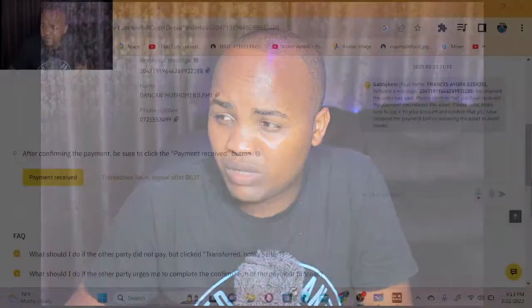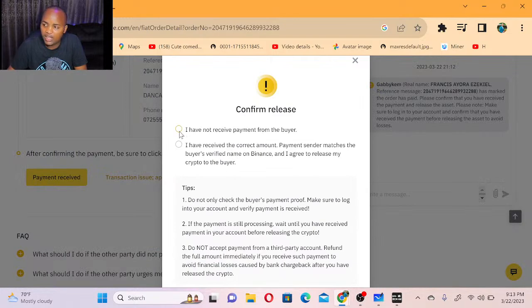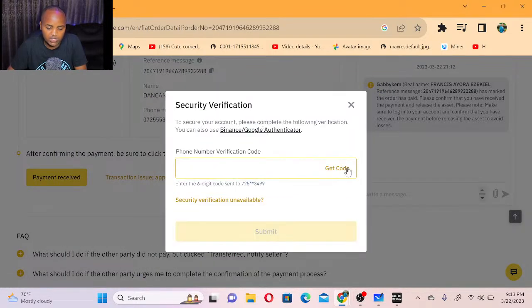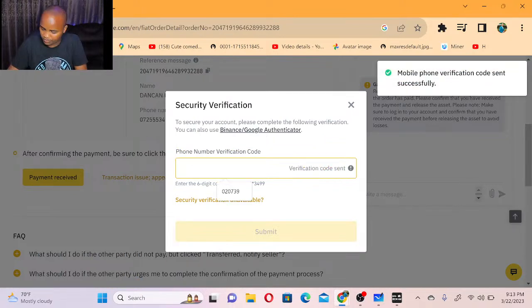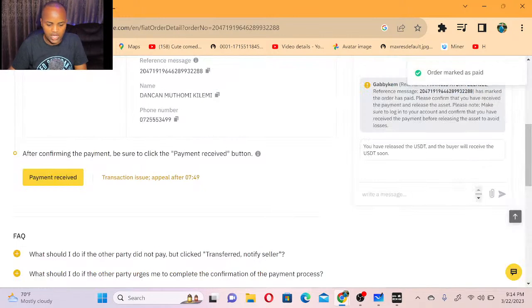So you can see this person here, this is the last step I'm doing. The last step you have to do here is to click payment received. That means you confirm that he has sent you money, so I have received the money. So I click confirm. The confirmation has been sent from Binance, so I'm going to put it here. Okay, so I have confirmed, and you can see it has been marked as spent, so the crypto has now been released to him.